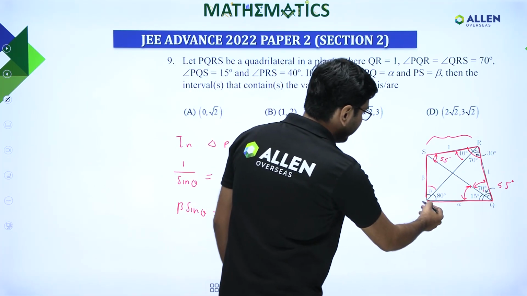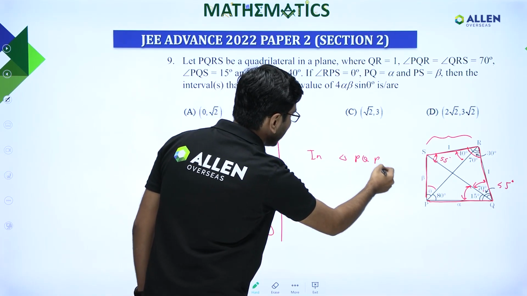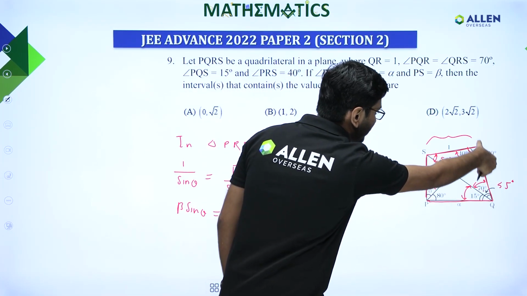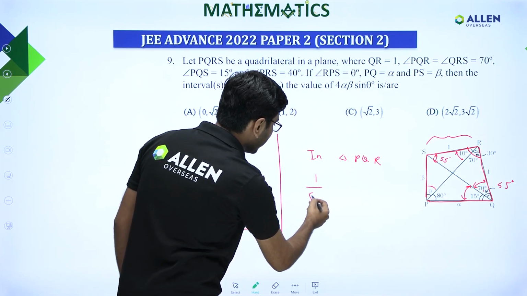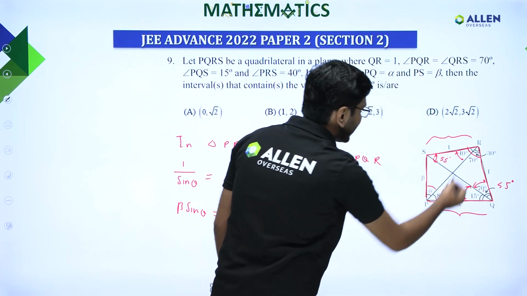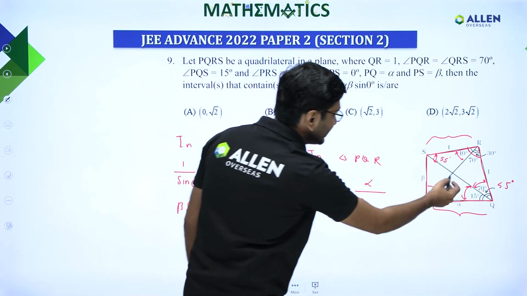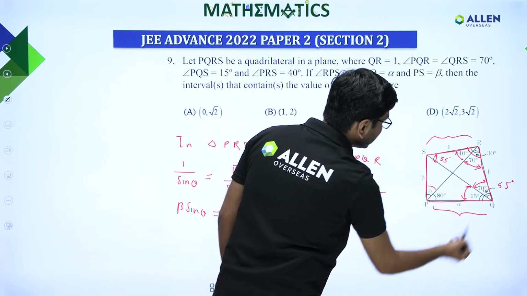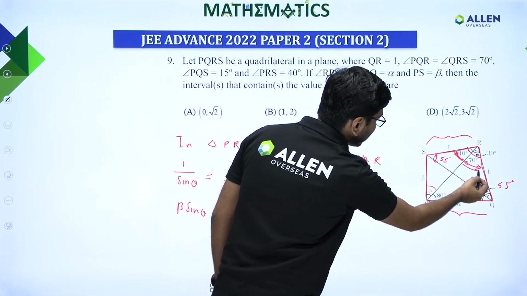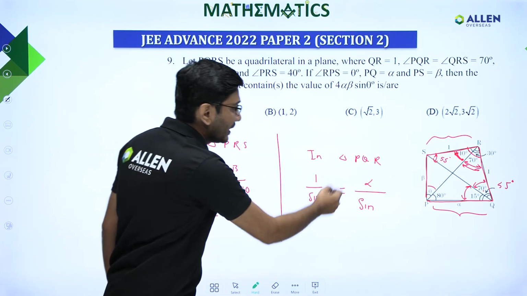In a similar fashion, in triangle PQR, if you apply the sine rule, you get QR divided by sine of 80. So 1 by sine of 80 must be equal to this side alpha divided by the sine of the opposite angle. The opposite angle here is this 30 degrees, right. This angle is 30 because this angle is 40, therefore the total angle is 70, the upper angle is 40, so this lower angle will be 30 degrees. So this angle is 30 degrees, definitely that angle R in triangle PQR will be 30 degrees.